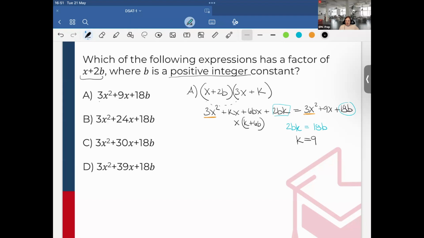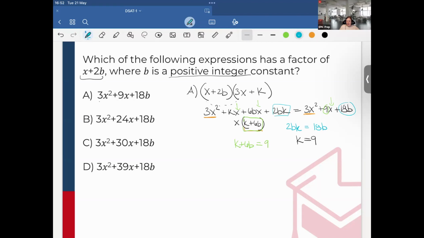So I know k is equal to 9, and then I also know here that my k value, or like the k plus 6b over here, this is going to be equal to 9. How do I know that? They each have x in front of them. Okay, so then it's like, all right, so k plus 6b is equal to 9.